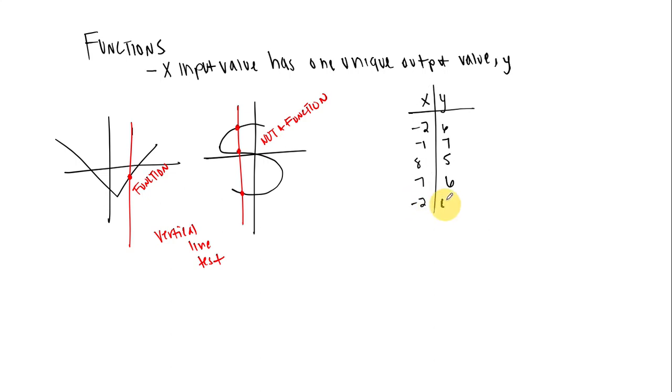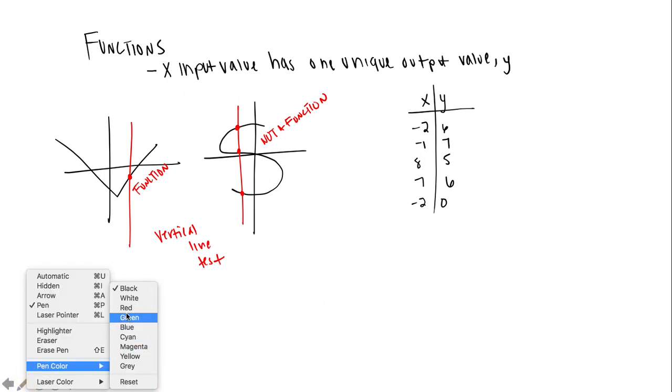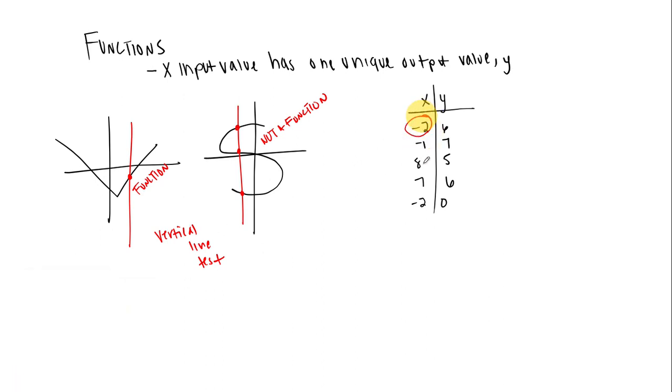But if I do this, that repeating x value, -2, that repeating input value, that -2 is with 6 and with 0, making this not a function because this input value has multiple output values. This x value has more than one y value.